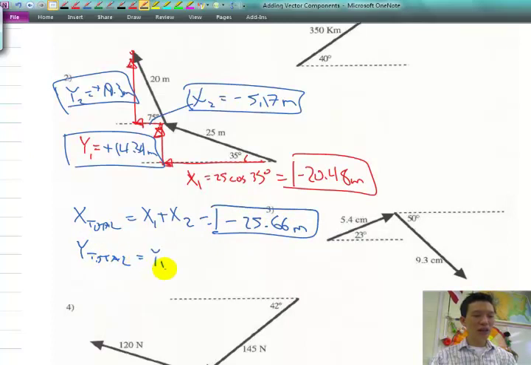And then how can you get y total? Same thing, right? Add up y1 plus y2. So what do you get when you add up 14.34 meters and 19.3 meters?